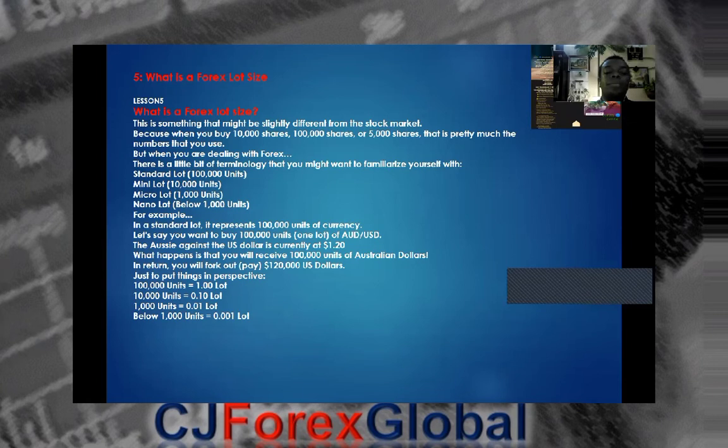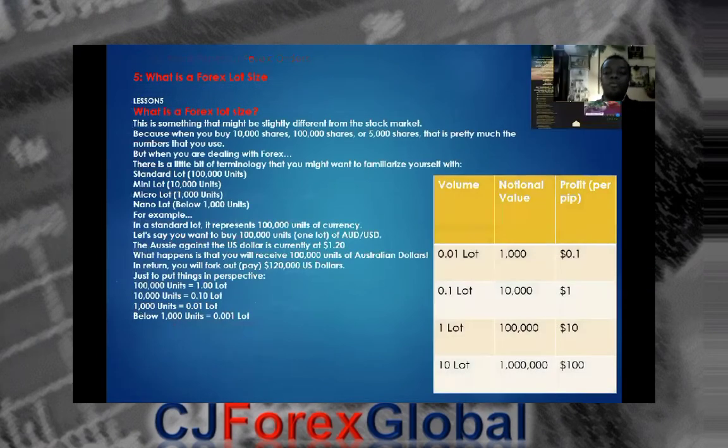Then if you are using micro or nano lot size, you are expected to have $1,000 in your account, and the lot size you are supposed to be using is 0.01. On this lot size, what you will be charged is about 10 to 15 cents, depending on the broker you are using. On this screen, I will show you the picture of what I am trying to explain here.